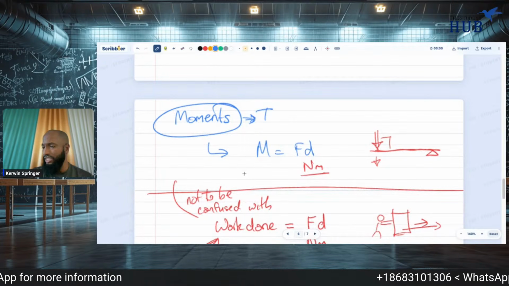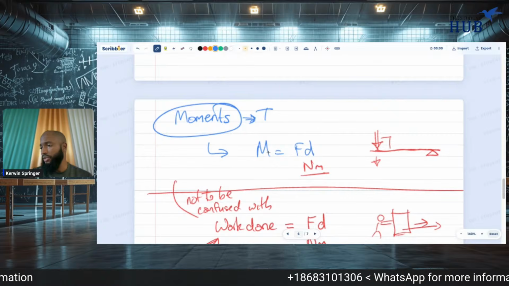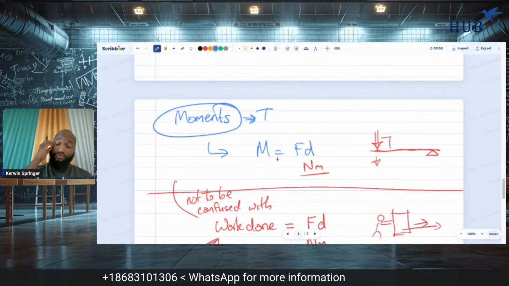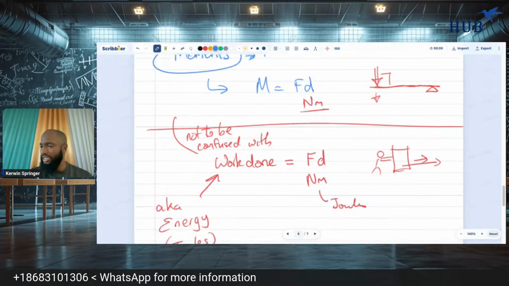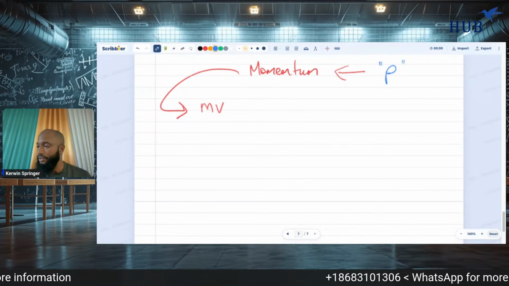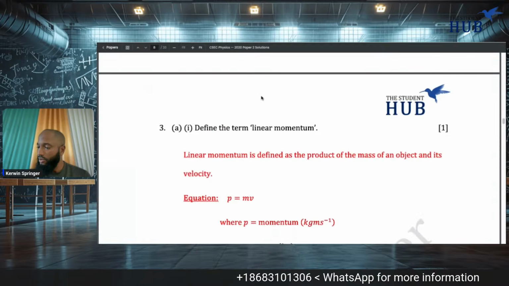Most books have T. I need to go and check the syllabus and see what they want. But a lot of places have M. CXE used M already. So syllabus, I think it has T though. I can't remember. So momentum is P.